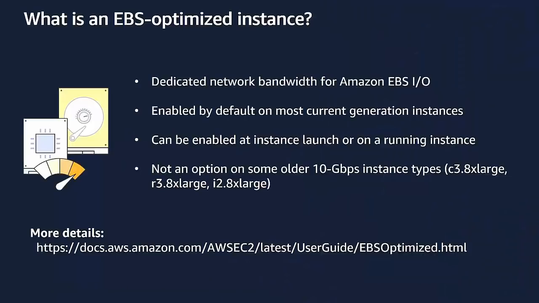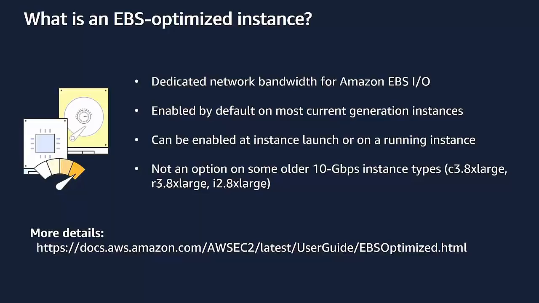EBS-optimized EC2 instances use an optimized configuration stack and provide additional network bandwidth that's dedicated solely to EBS. With dedicated bandwidth, EBS activity doesn't compete with other network activity on the instance, leading to more consistent I/O performance. Most current generation EC2 instances are EBS optimized by default. On these instances, there's no need to enable EBS optimization, and there's no effect if it's disabled.